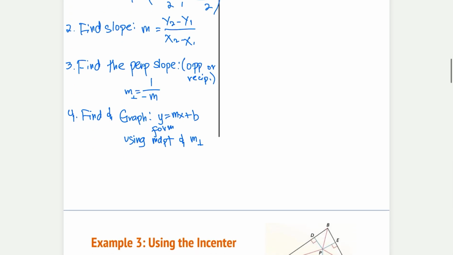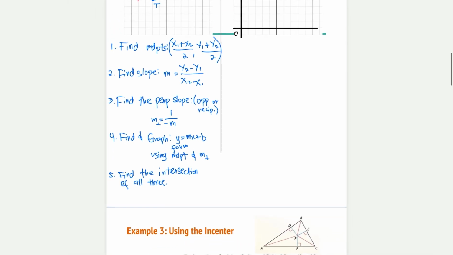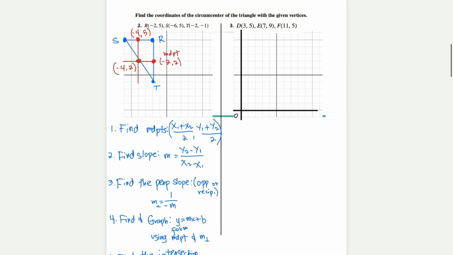And also, the last step is just find the intersection of all three. Okay, so let's follow these steps in doing example 3.